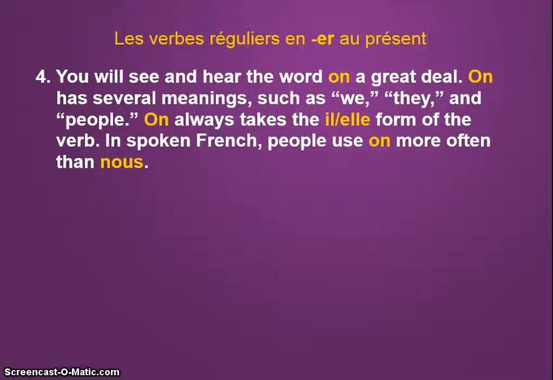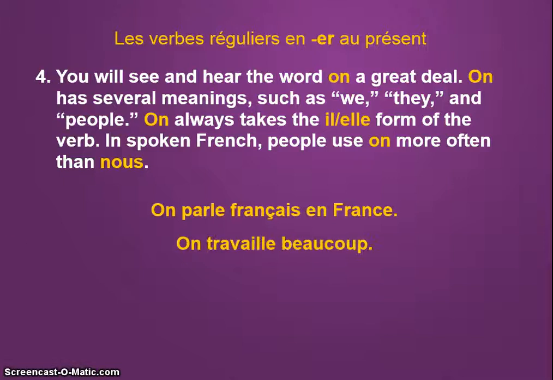You're going to hear the word on a great deal. On has several meanings, such as we, they, and people. On always takes on the il or elle form of the verb. It's the singular form. In spoken French, people use on more often than nous, and here are a few examples. On parle français en France. We would say they speak French in France. On travaille beaucoup. That could be we work a lot, or one works a lot, or they work a lot.